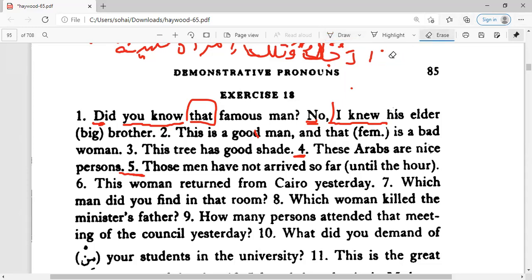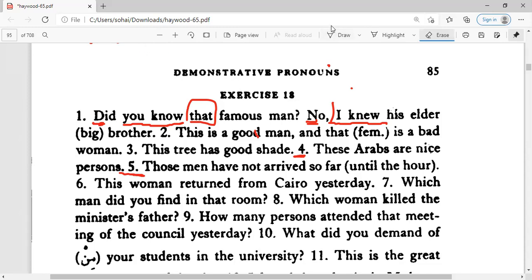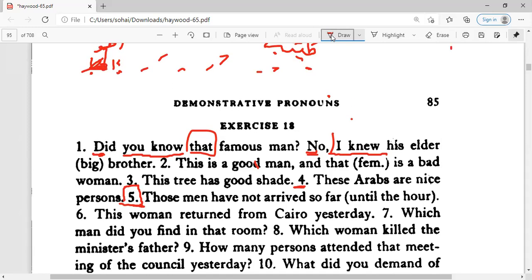Say it again? Hatta sa'ati. Yes, okay, that's right. Hatta sa'ati. So we start off the sentence, the full sentence. Actually, I was just telling you until the hour. Yes, you could do the full sentence now. Those men have not arrived. Do the full sentence.